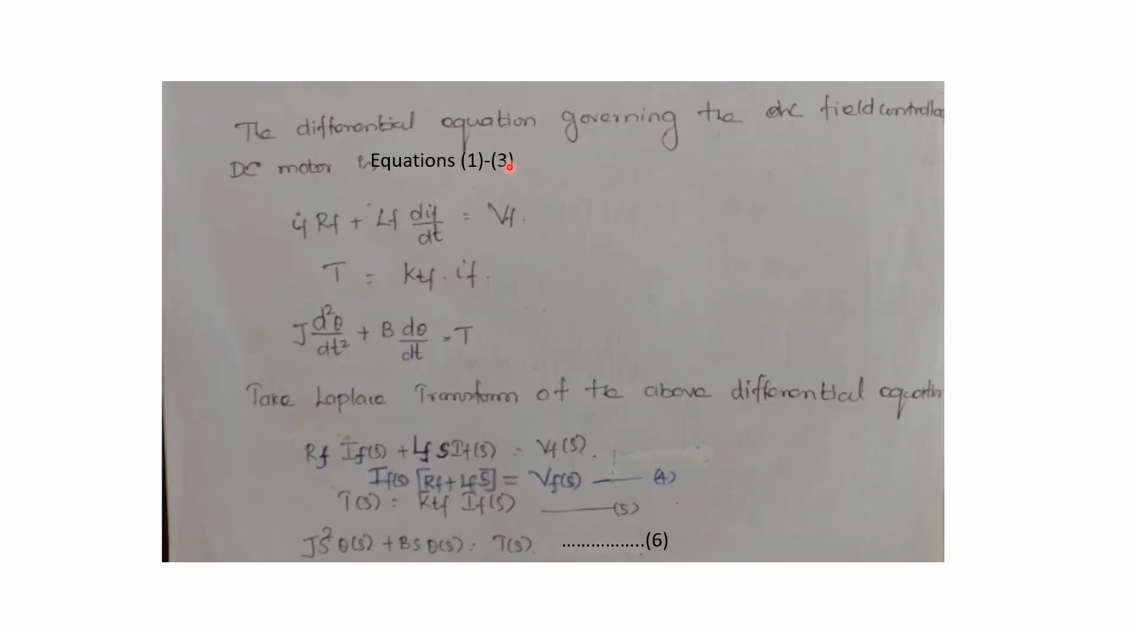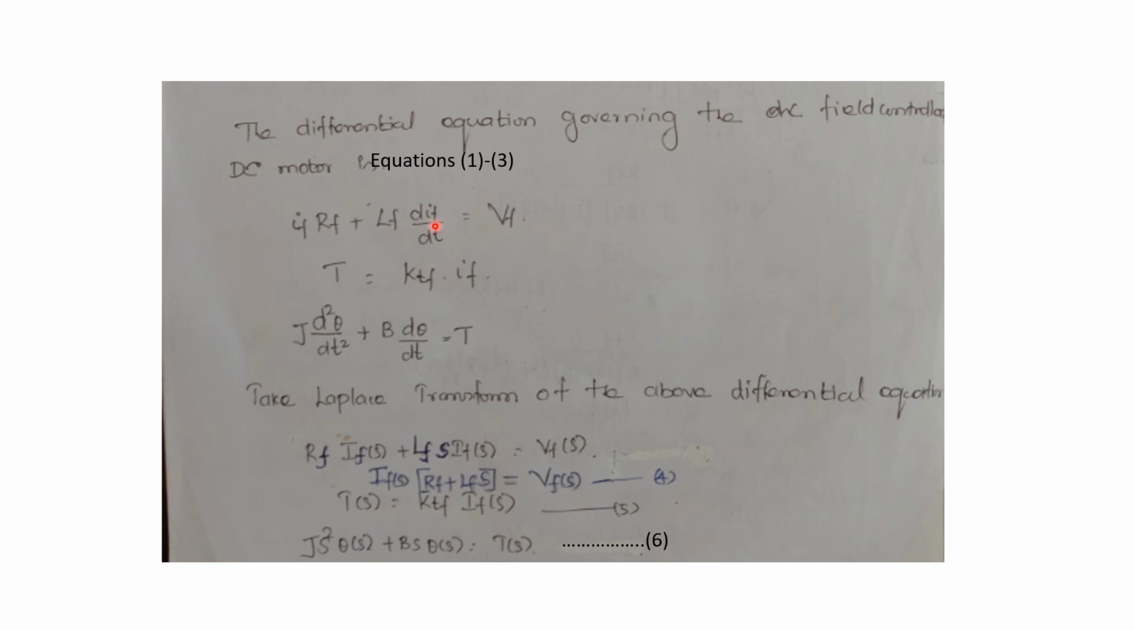Now the 3 equations are the differential equations governing the field control DC motor. This is the first equation, second equation as well as third equation. Now here there will not be any back EMF, so there is no equation for back EMF in the field control DC motor. Now to find the required transfer function, we have to take the Laplace transform of each and every equation.